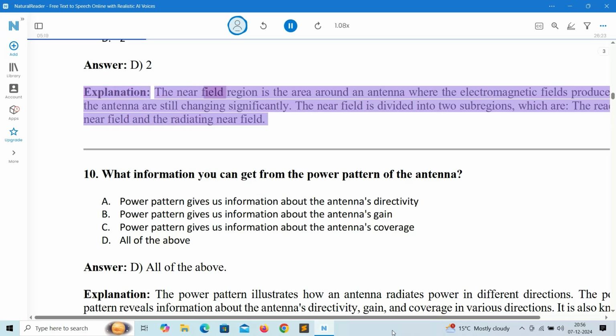Explanation: the near field region is the area around an antenna where the electromagnetic fields produced by the antenna are still changing significantly. The near field is divided into two subregions, which are the reactive near field and the radiating near field.